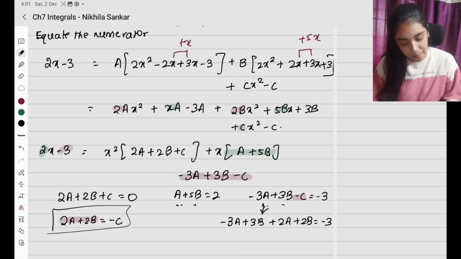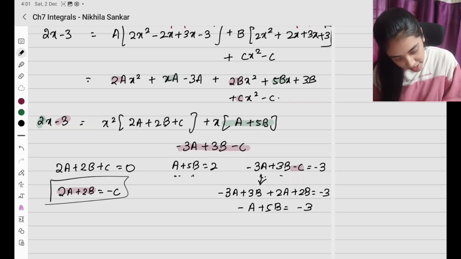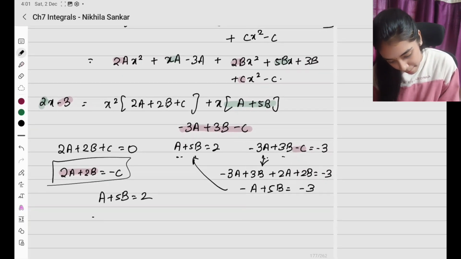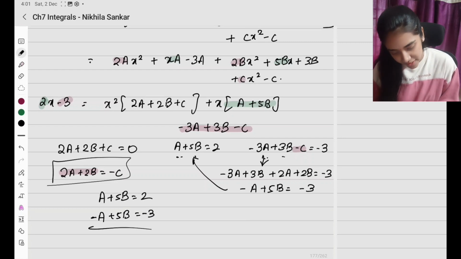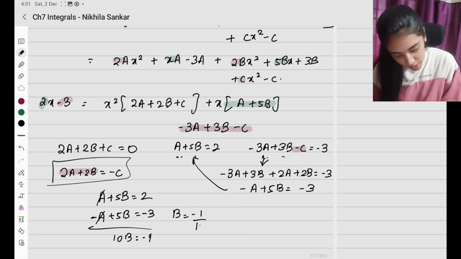Okay, so when I solve this, what do I have? Minus a plus 5b equals minus 3. This when I substitute here, what do I have? Elimination method. a plus 5b equals 2, minus a plus 5b equals minus 3. When I add these two, this gets cancelled. 10b equals minus 1, b equals minus 1 divided by 10.